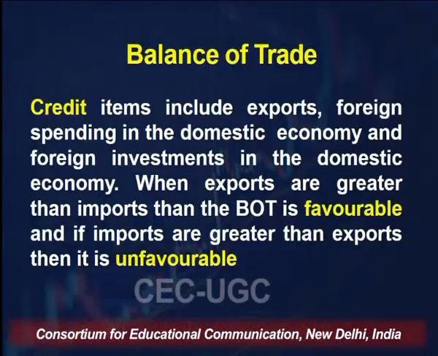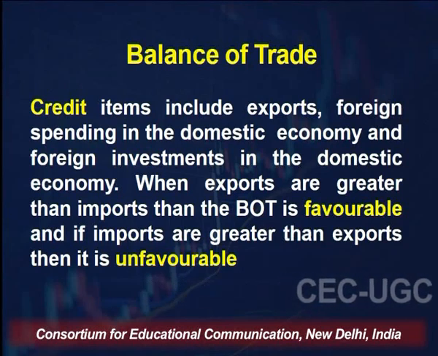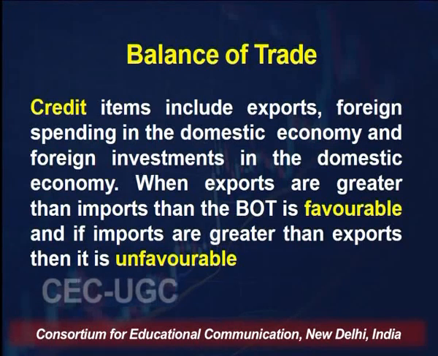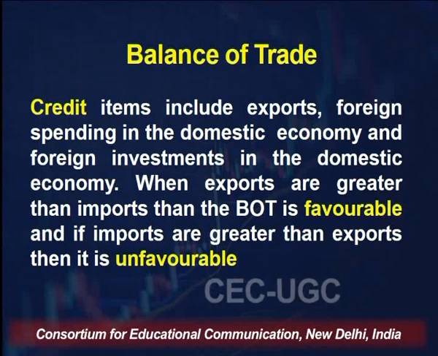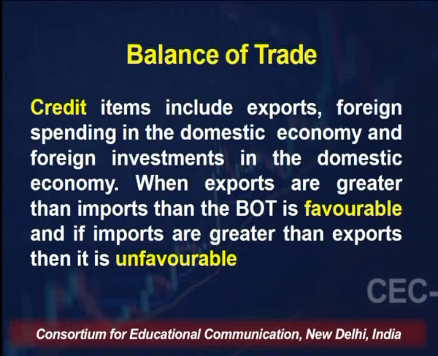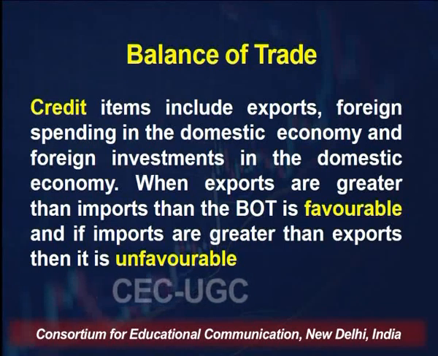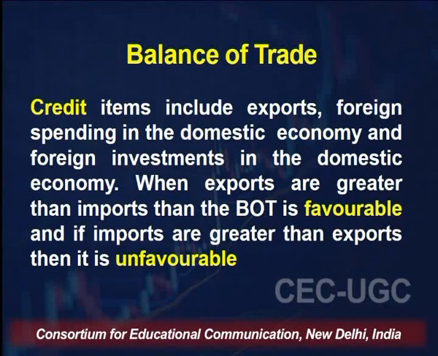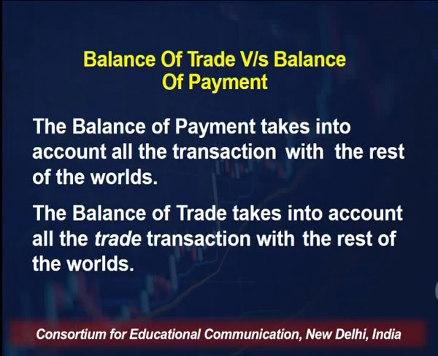Debit items include imports, foreign aid, domestic spending abroad and domestic investment abroad. On the other hand, credit items include exports, foreign spending in the domestic economy and foreign investment in the domestic economy. Now, when exports are greater than imports, the balance of trade is favorable, and if imports are greater than exports, it is considered unfavorable, because we have to make more payments against the receipts that we are getting from the exports that our country is making.